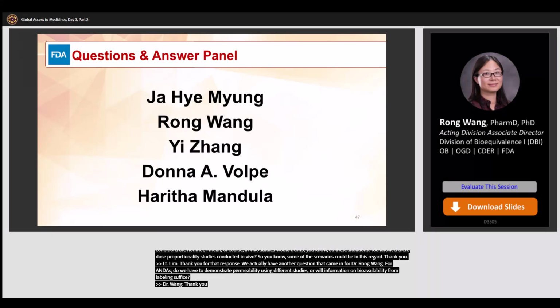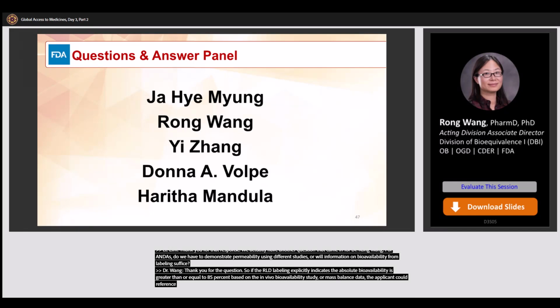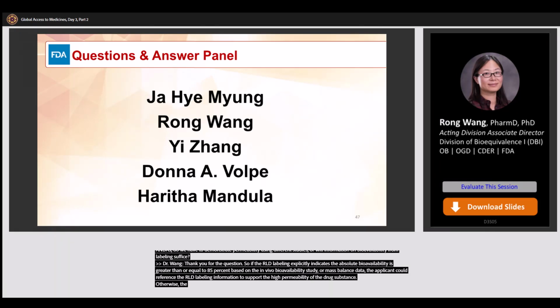Thank you for the question. So if the RLD labeling explicitly indicates the absolute bioavailability is greater than or equal to 85% based on the in vivo bioavailability study or mass balance data, the applicant could reference the RLD labeling information to support the high permeability of the drug substance. Otherwise, the applicant should submit its own permeability study data to demonstrate that the drug substance is highly permeable.